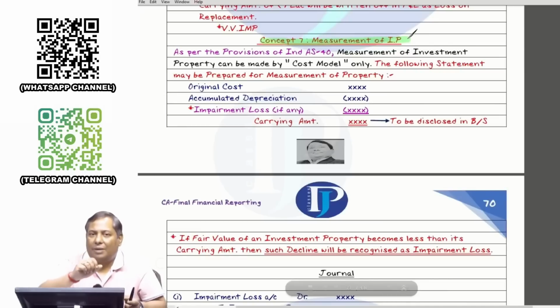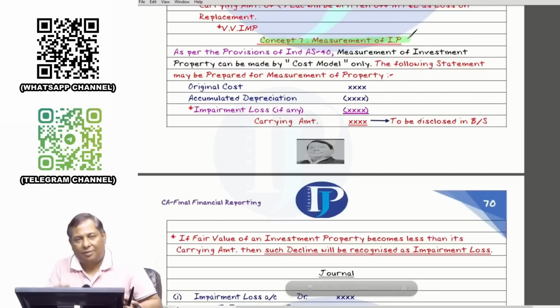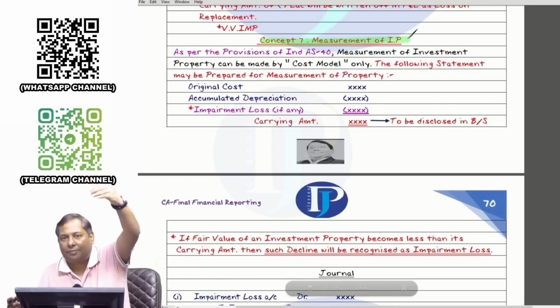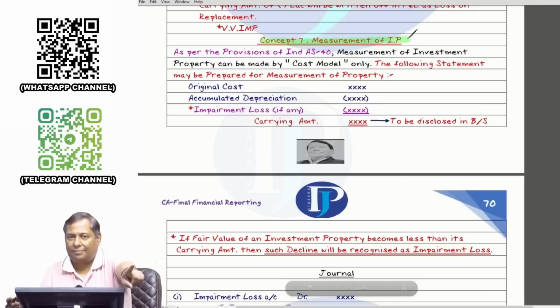In the cost model, we can write down the proper cost of the property, we can subtract depreciation from it, and subtract impairment losses from it. Impairment loss is allowed, but revaluation reserve is not allowed. So the cost model is designed and given. I had told you earlier, first the fair value of the investment property. If it goes up above the carrying amount, then a revaluation reserve cannot be created because its model isn't allowed.